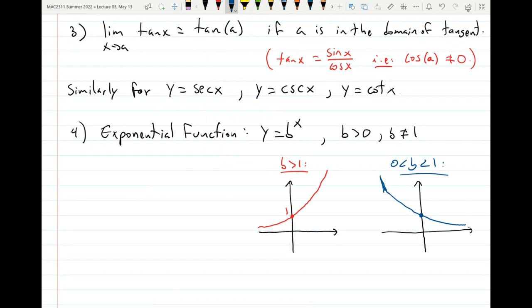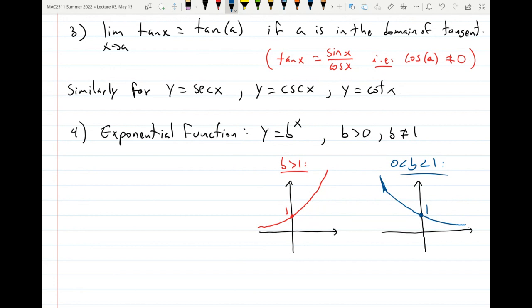And once again, it goes through 1. Okay, so this is how the exponential function looks, depending on whether the base is bigger than 1 or not. For example, the function e to the x looks like the red graph because the base is e, and e is 2 point something, right? So it has base bigger than 1.